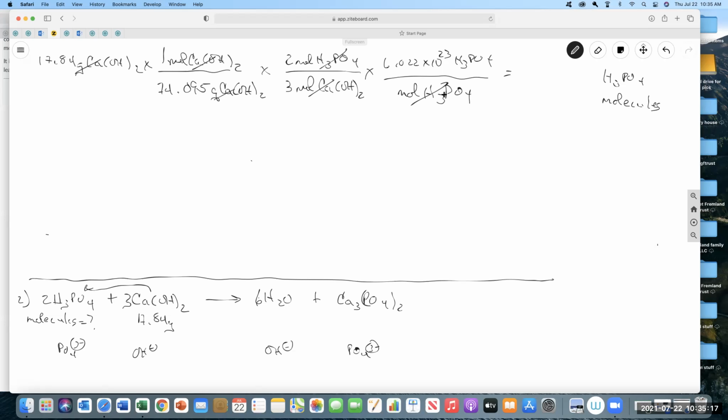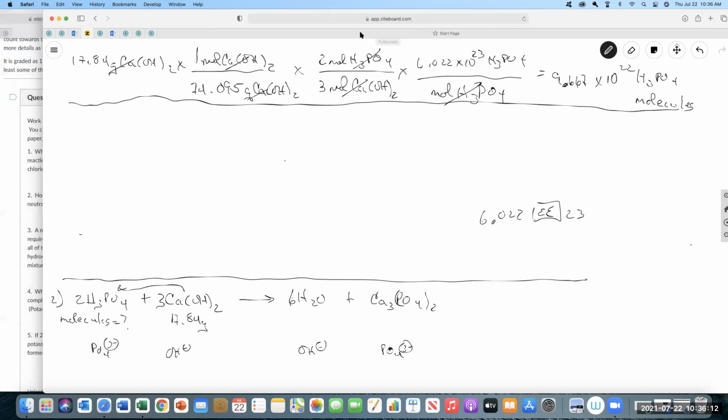I did see on the last test, a couple people were still having some calculator issues, so you want to fix that. This should be 9.667 times 10 to the 22nd. Can you explain how you calculated that? On my calculator, I went 17.84 divided by 74.095, times 2 divided by 3, times Avogadro's number. And remember, Avogadro's number, you want to enter it like this. Depending on your calculator, there's an E or a double E or an EXP. That's how you would enter Avogadro's number. Does that help? If you got a different answer, let me know, because sometimes I push buttons wrong.